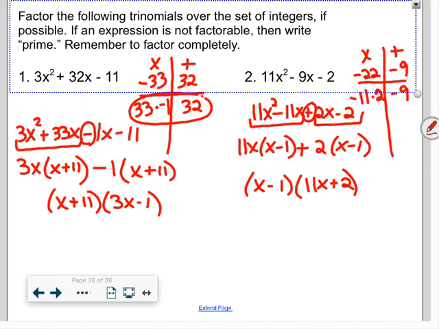A times C, and it adds up to B. All right, flip the page, and I want you to try 3 and 4. I'll pause and give you a head start.